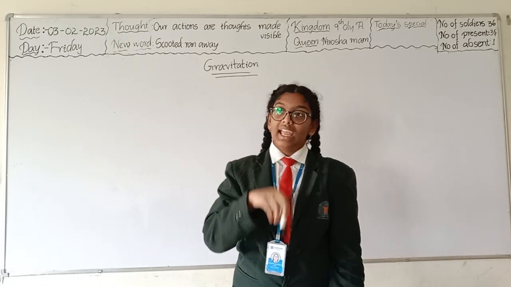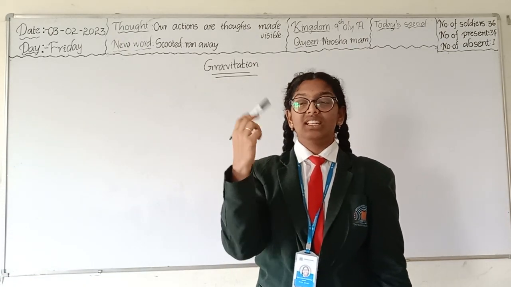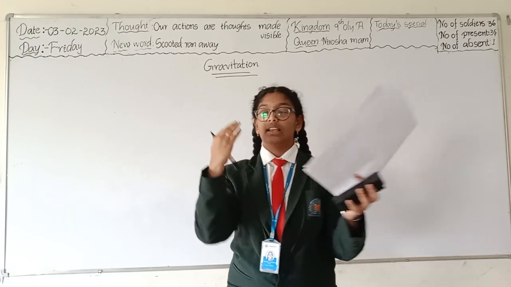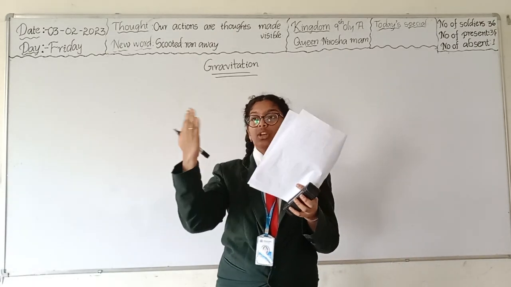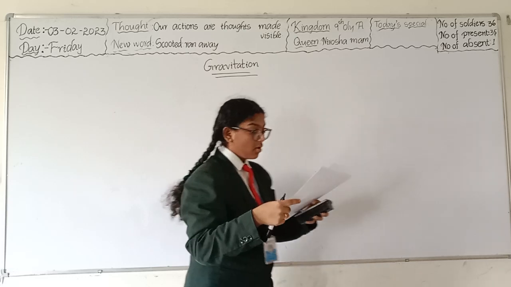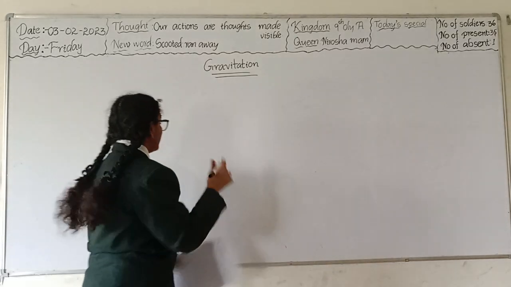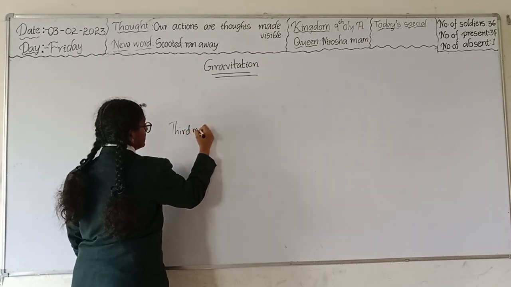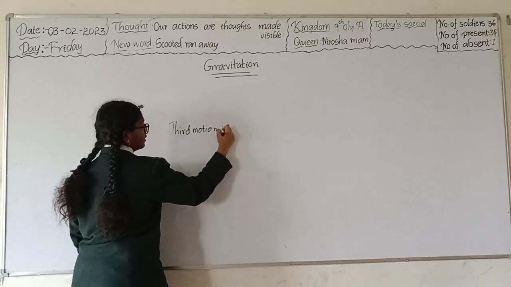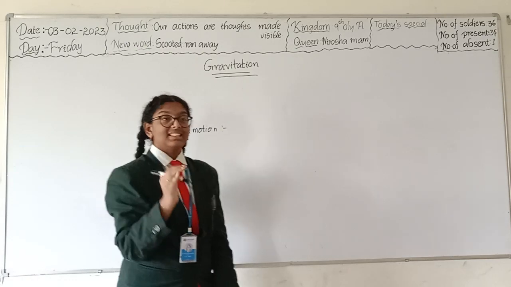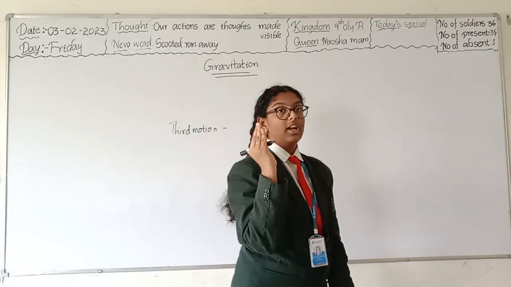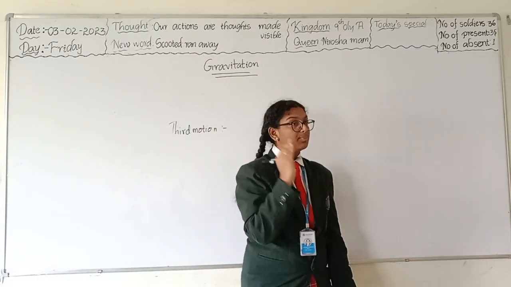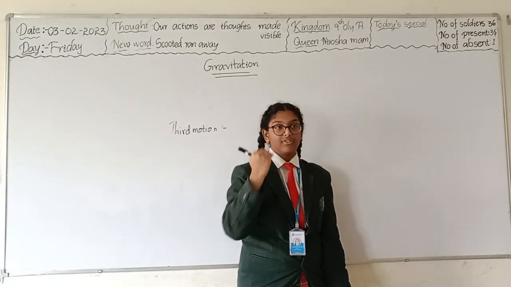So he again said that there must be some interlink between the moon and the earth. He said that according to the third law of motion, for every action there is an equal and opposite reaction. According to that, it is possible that the apple can attract the earth.